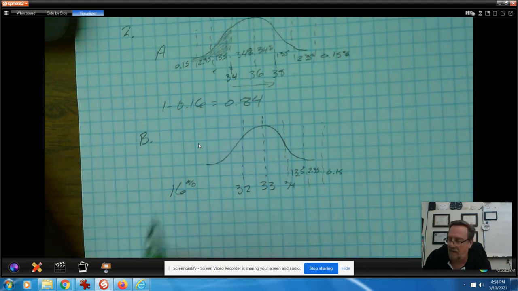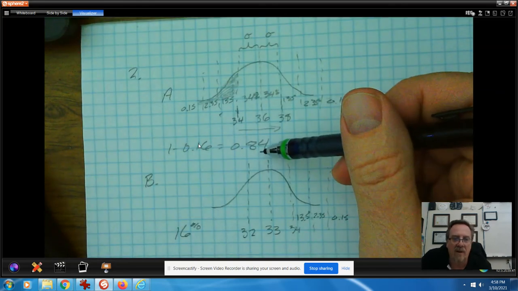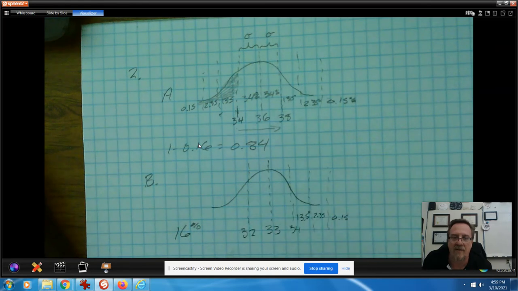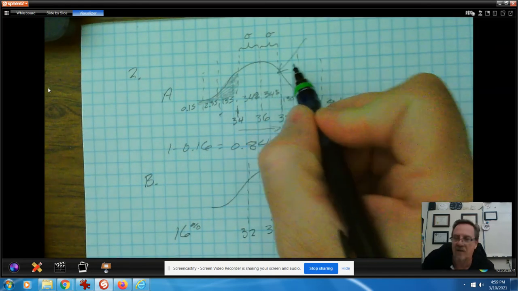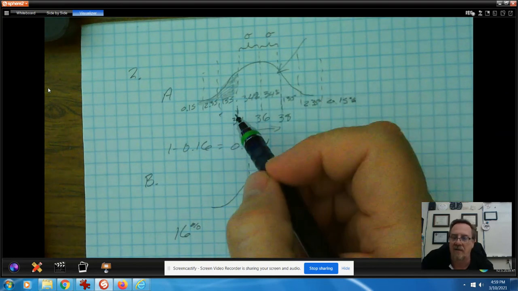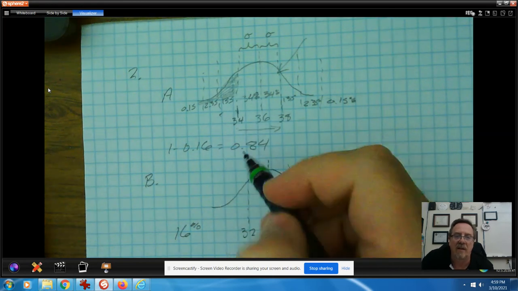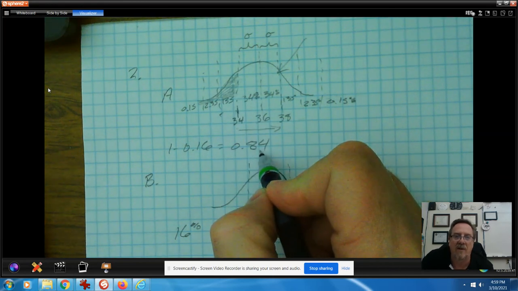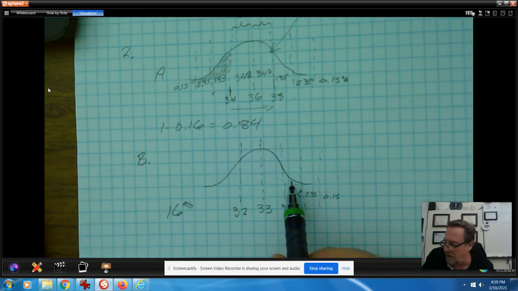Now, why did Mr. Fokin subtract the value from 1 here? Well, let's look at the difference. We were really trying to find what the area of this region, all this non-shaded stuff, was. And to find that, what we could do is take the shaded region and subtract it from 1 to find out that 84% of our area was not shaded.